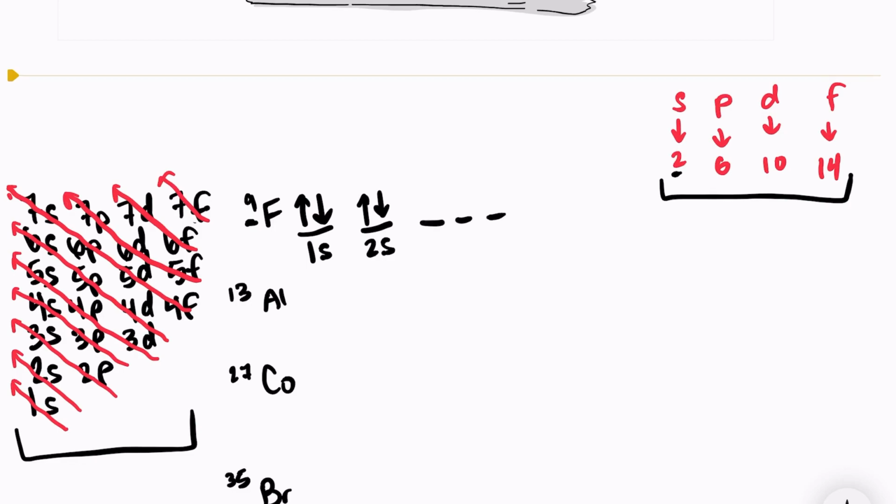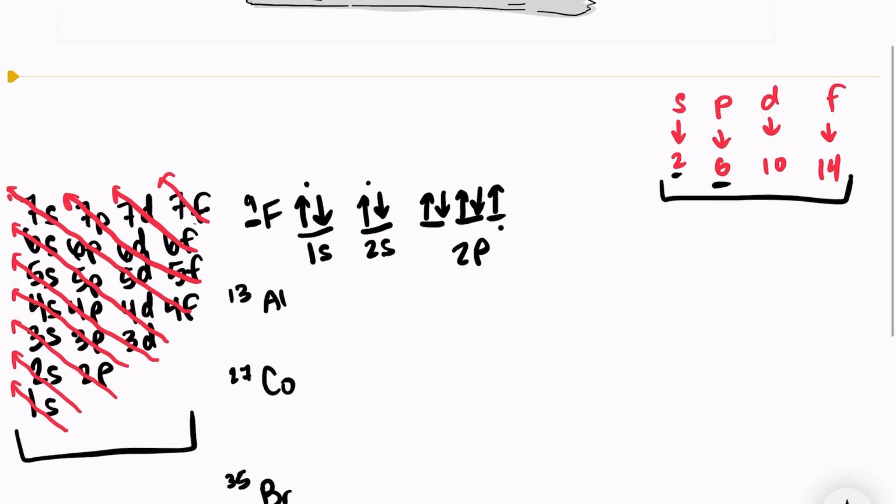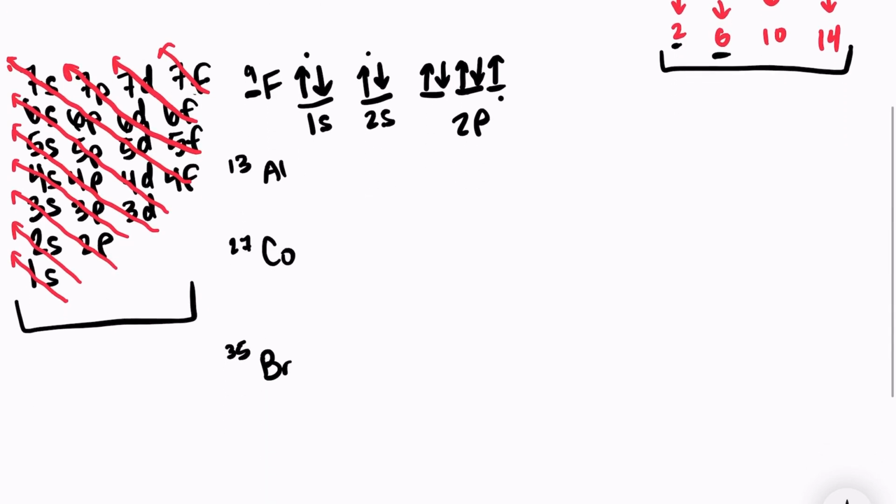And then we have 2p. 2p can hold up to 6 electrons. We already have 4, 2 plus 2 is 4, but we need 9. So I only need 5 electrons in my 2p orbital. So remember, we place 1 electron in each orbital first before we pair any off. And we are left with 1 unpaired electron in the 2p orbital. So if we double check, we have 2 plus 2 plus 2 plus 2 plus 1, so 9 total electrons.